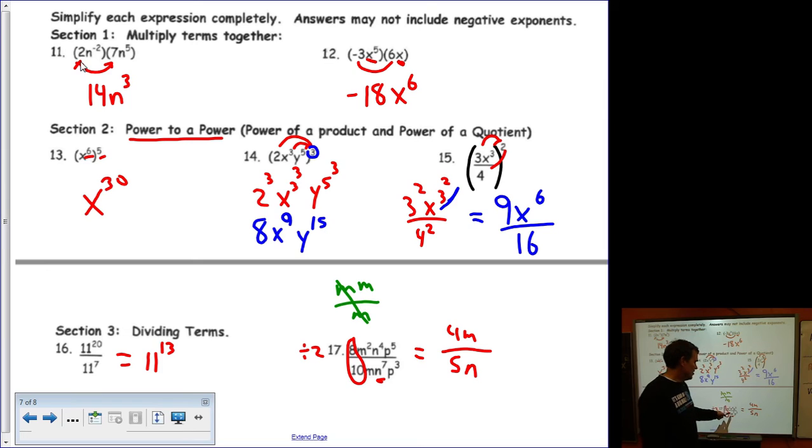And because there are 3 more n's on the bottom than there are on top, I end up with 3 n's on the bottom. And last up, the p's. There are more p's on top, so I'm going to end up with p's on top. And because there's 5 on top and only 3 on the bottom, that's 2 extra p's on top.